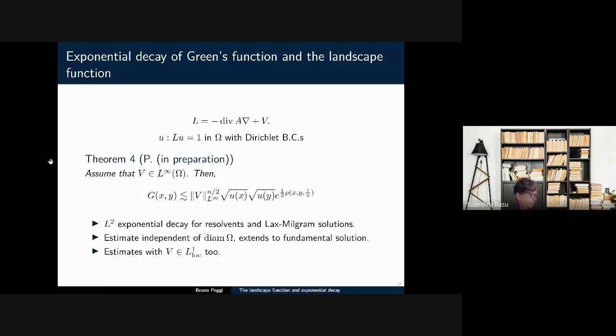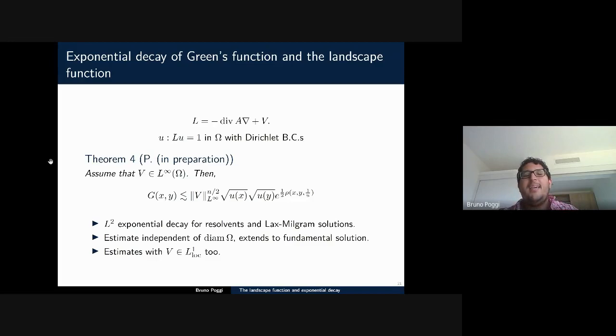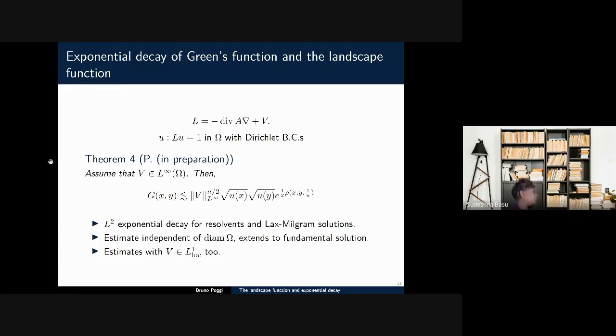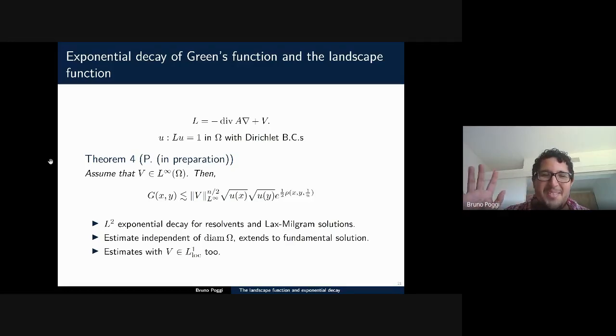But the first theorem I want to show you here very quickly is that you can obtain exponential decay of the fundamental solutions and Green's functions in terms of the landscape function. Here you have written one such estimate. For instance, if V is in L infinity, you can give an upper bound for the Green's function in terms of an exponential of an Agmon distance with respect to U. There should be a minus sign there. It's supposed to be exponential decay. There would be no use if I showed that it's bounded by an exponentially increasing function.